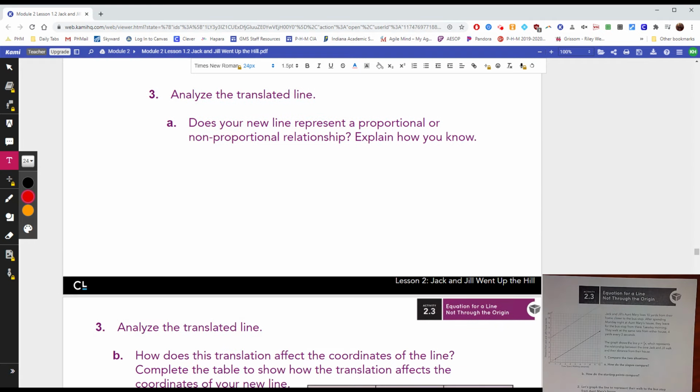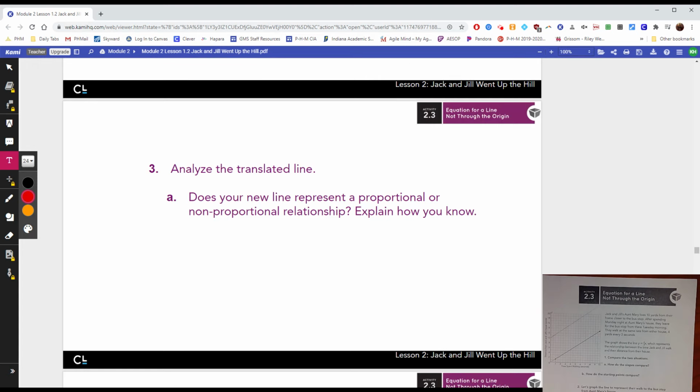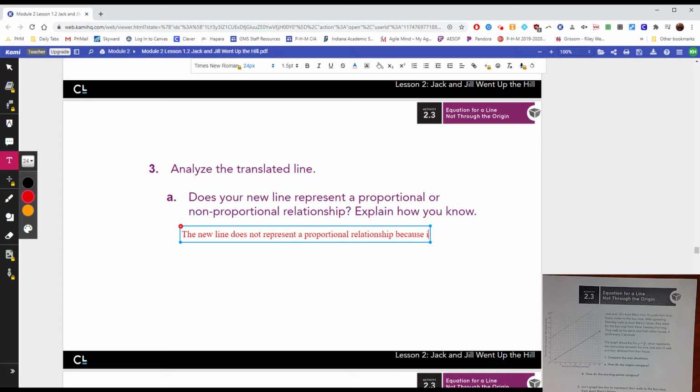So let's look at this. Does your new line represent a proportional or a non-proportional line? And explain how we know. Again, two things to look for in a proportional relationship: it has to be a line and it has to go through the origin. That definitely does not go through the origin. So the new line does not represent a proportional relationship because it does not pass through the origin.